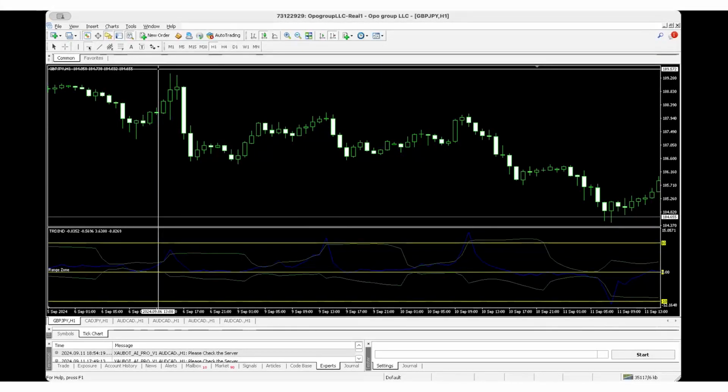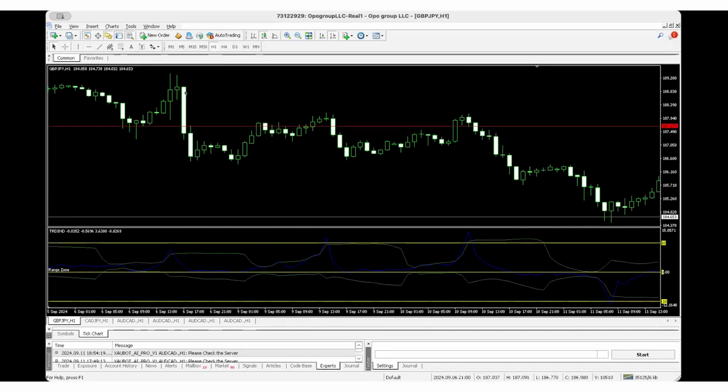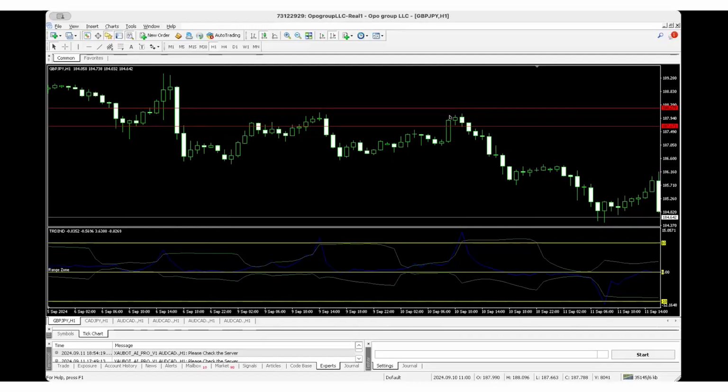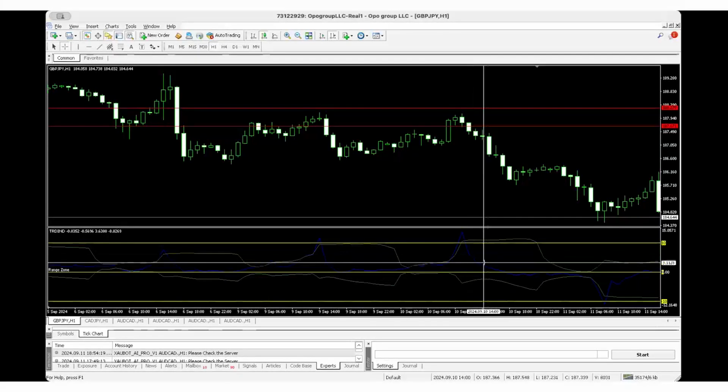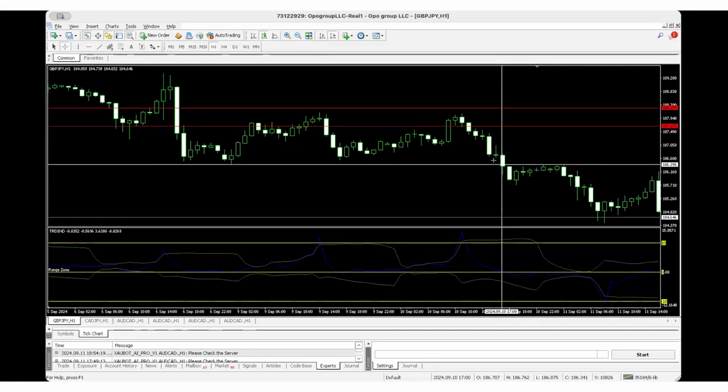So if I want to show you here, I just open a trade. My stop loss will be exactly here. My stop loss will be above the last top of the price. The TP will be exactly when this indicator reaches 0, your TP will be here. So this will be my TP.